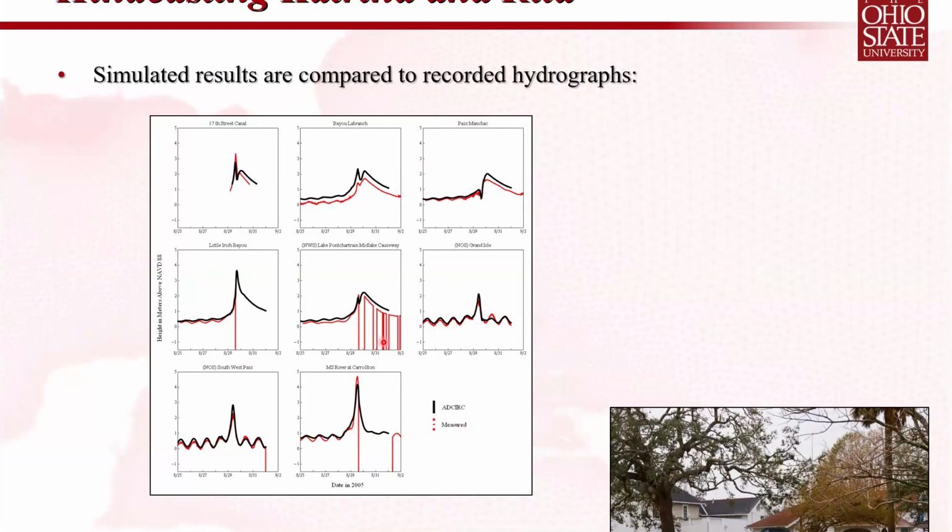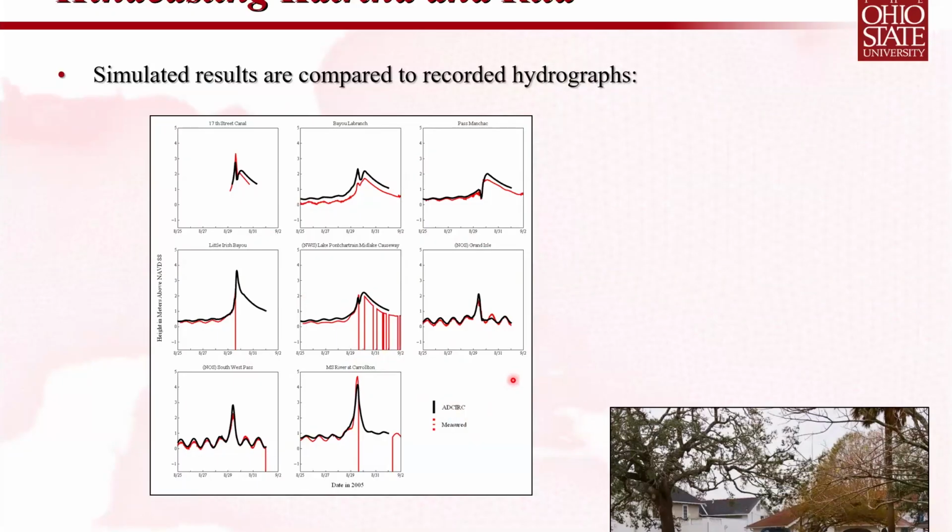The red lines indicate the measured water surface elevation. Where you see these sharp vertical lines, that's where the instrument dropped off and didn't record. And then the simulated results are shown in the black lines here. So you can see we do a fairly good job of matching at a lot of these hydrographs.